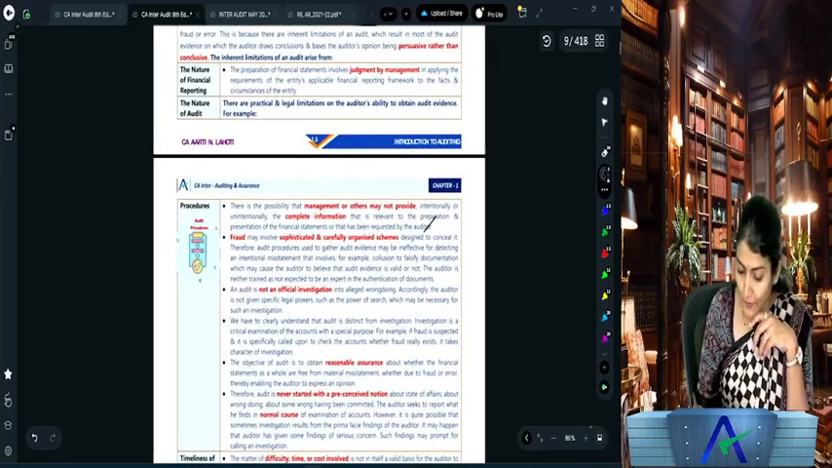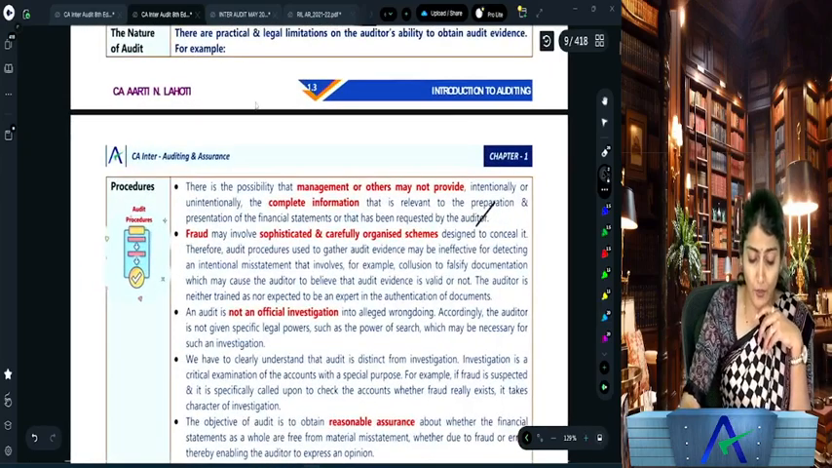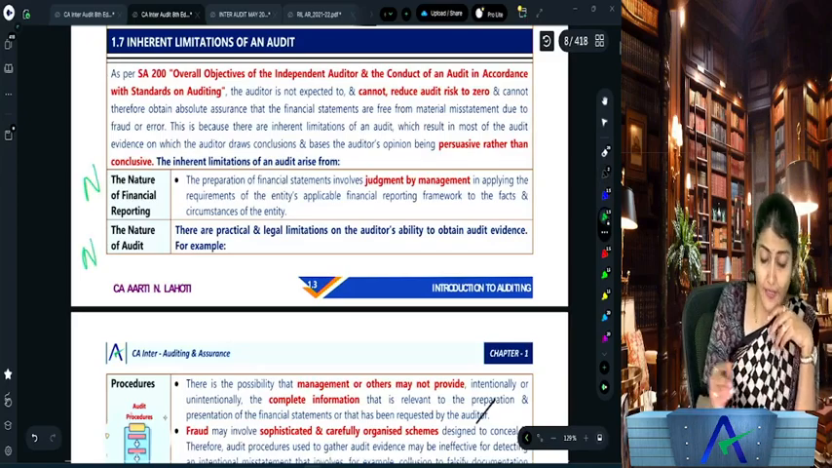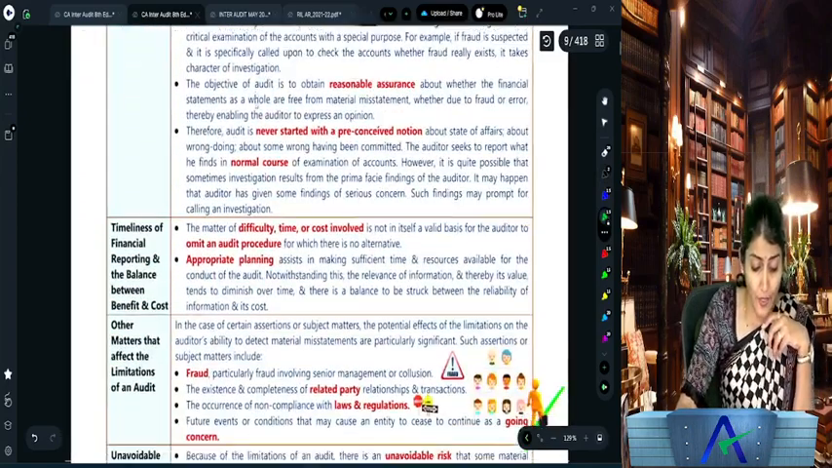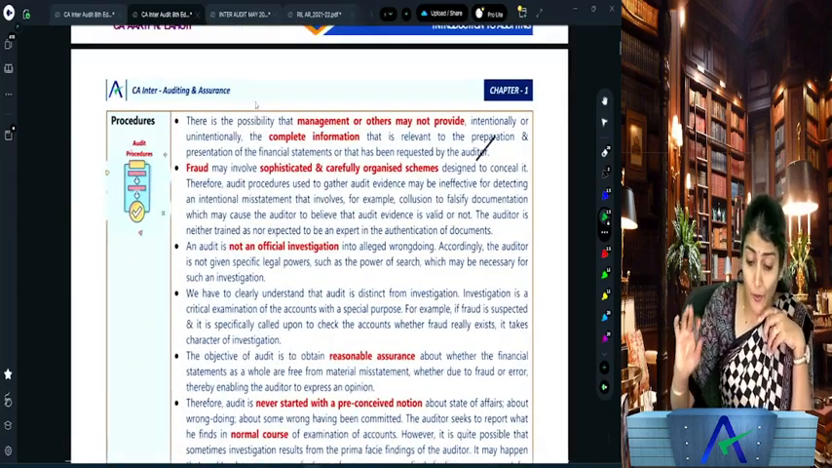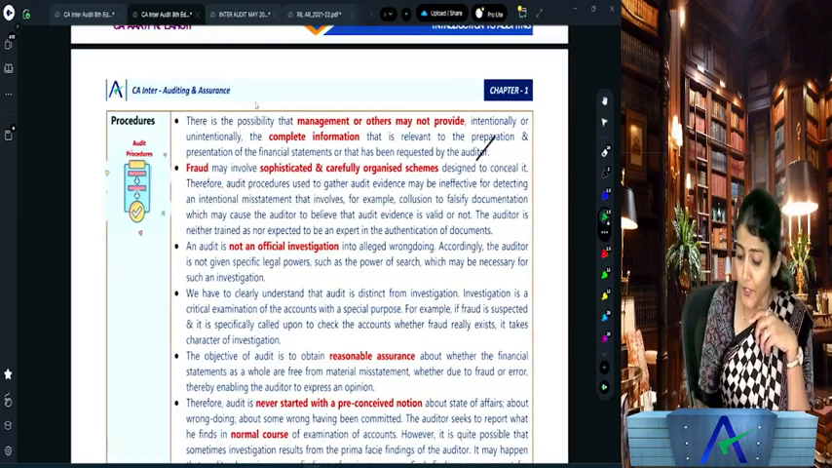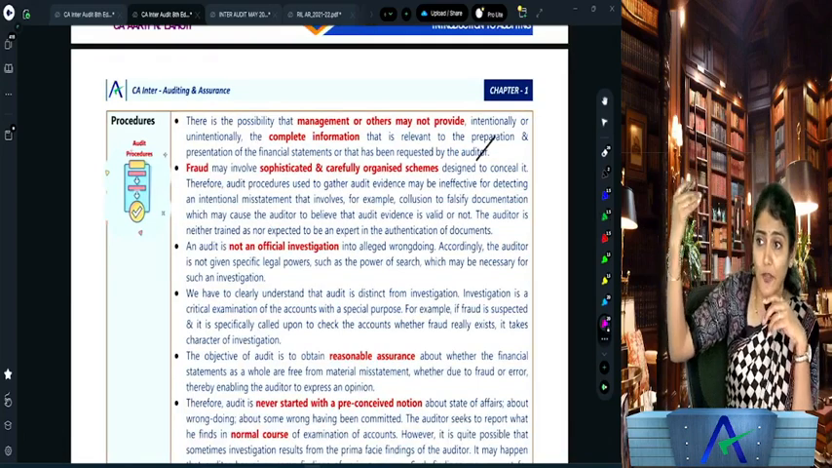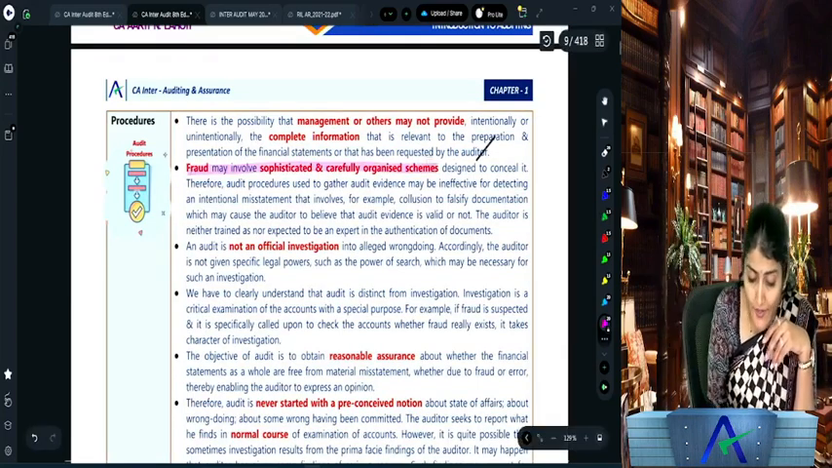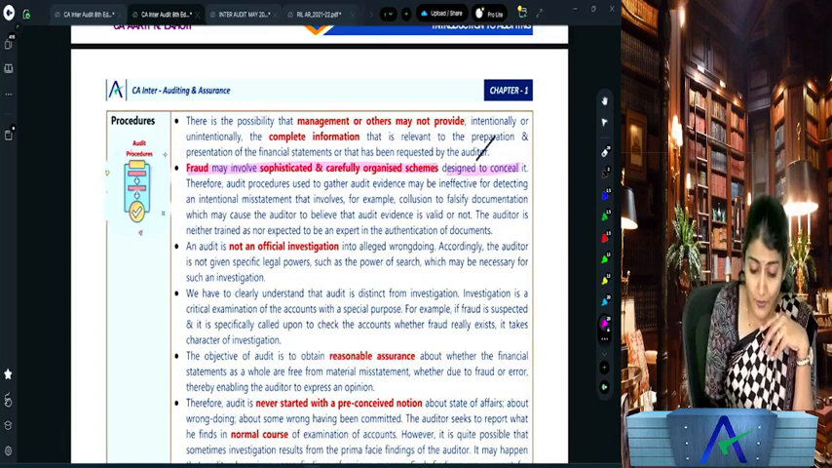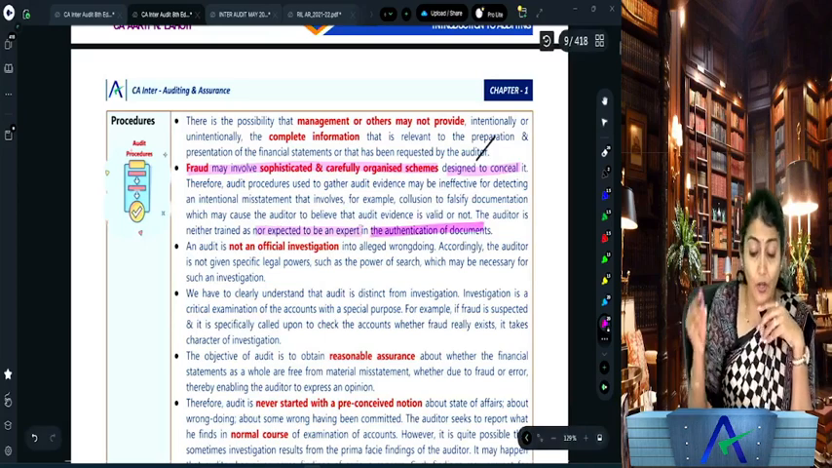Have we already seen these words? Have we studied the inherent limitations of an audit, NNOT? You remember: nature of the financial reporting, nature of the audit procedures, the other matters, and the timeliness. And here also, in the nature of audit procedures, what we had written is a mini version of the sentence which we are studying right now. In the inherent limitations of audit, we have written that fraud may involve sophisticated and carefully organized schemes designed to conceal it, and as an auditor you are not an expert in the authentication of documents, and that it could also involve collusion.